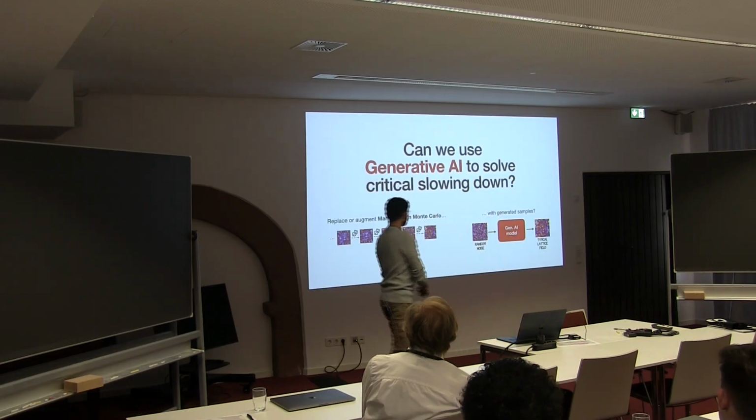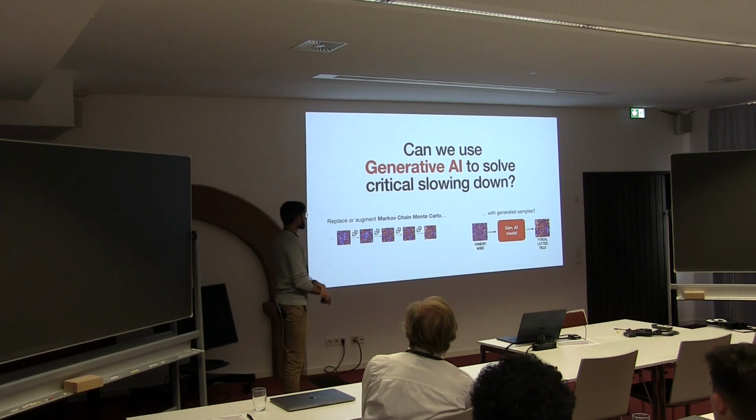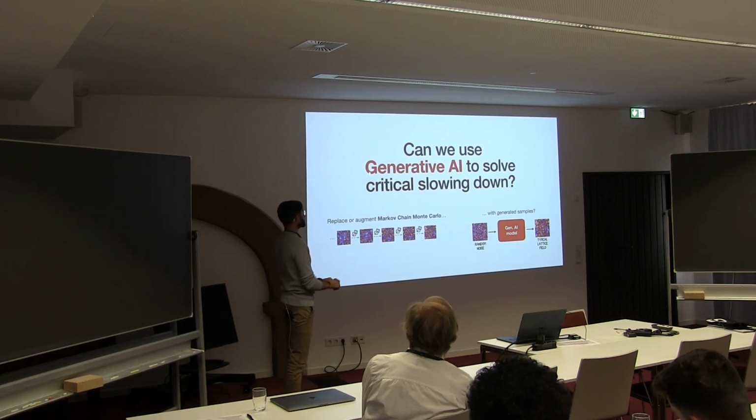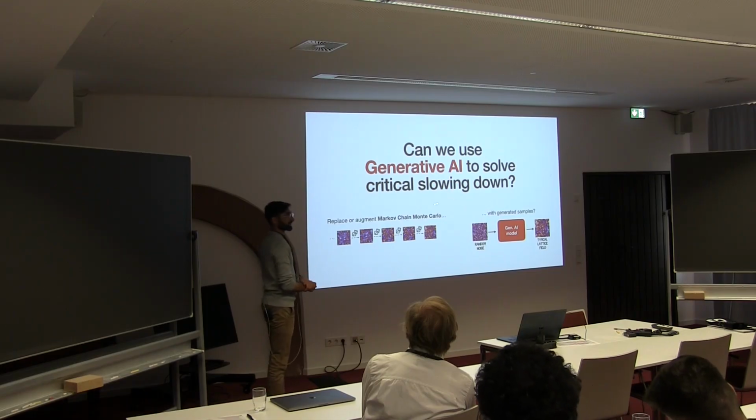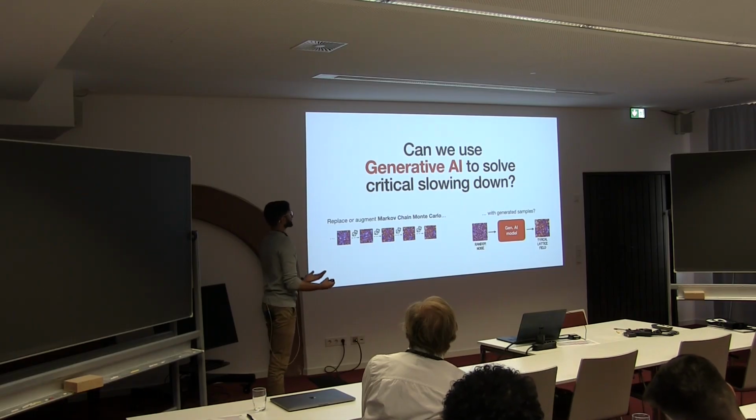OK, so with that motivation aside, the big question is, can we use generative AI writ large? But maybe more specifically in this set of lectures, can we use normalizing flow models, which I'll get to in a moment, to solve this critical slowing down problem for lattice field theory and lattice gauge theory in particular?